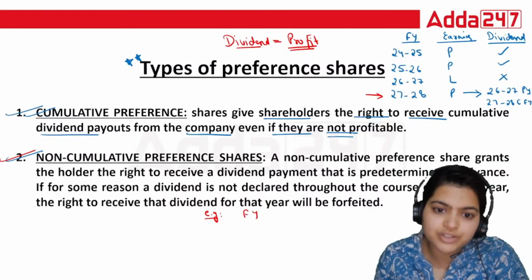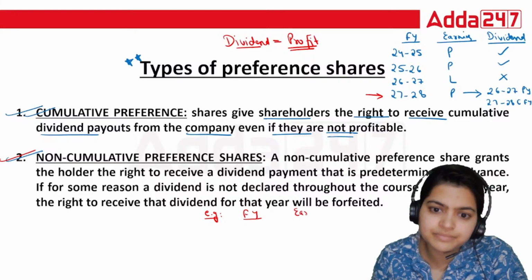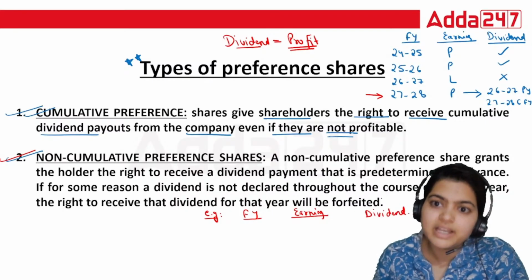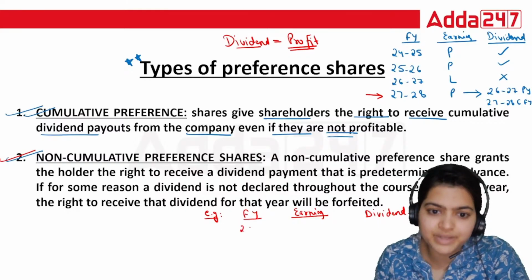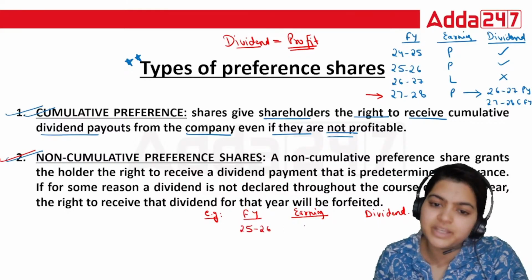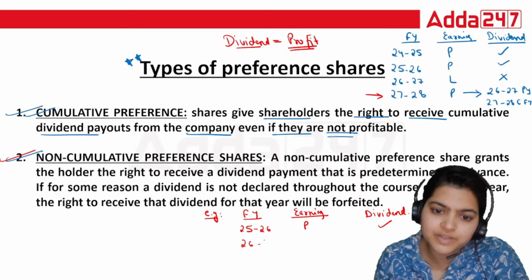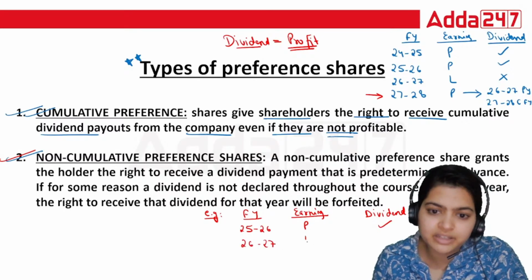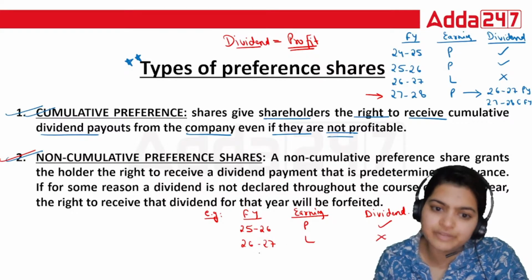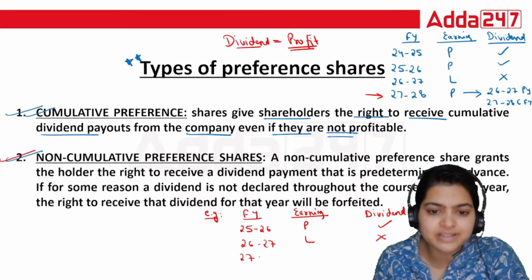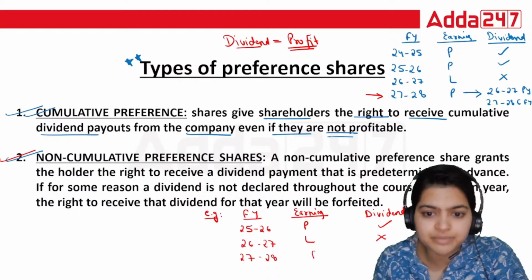This is your financial year. This is your earning. And this is about dividend. Let's say this is your 25-26. The company earns profit and will pay dividend. In 26-27, the company incurred losses, so the company will not pay dividend. Again in 27-28 financial year, the company earned profit.